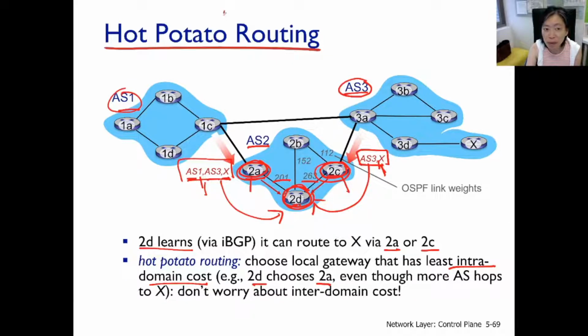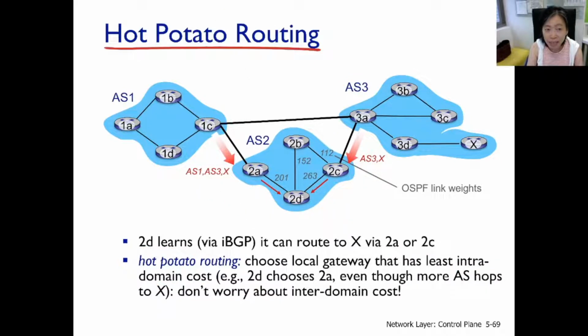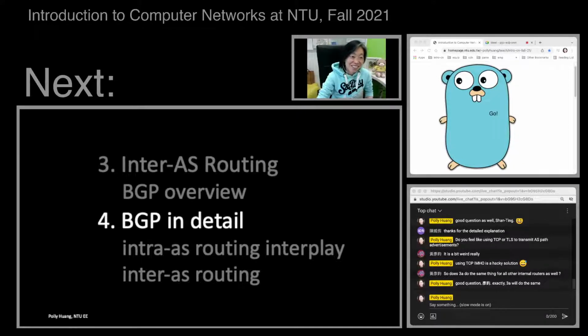This is also very well known as hot potato routing. Allow me to explain. 2D is this guy holding a hot potato. The packets are almost like these hot potatoes, and 2D can't wait to get rid of them. So 2D wants to pass the hot potatoes, the packets, as soon as possible. Therefore, it picks this poor guy here, 2A, to throw all the hot potatoes over, because the distance is shorter. All right, how do you like that?